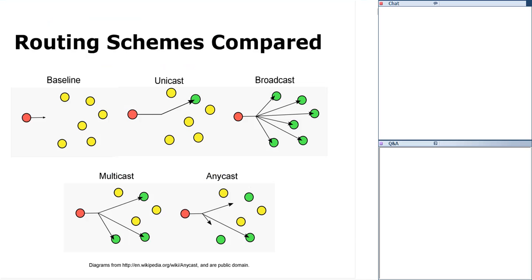So we're going to go through a quick overview of the routing schemes, or the types of traffic, that you normally come across on the internet. You have the client machine, the red dot on the left, and the cloud of machines, the yellow dots, throughout the network. The most common type of traffic is, of course, unicast, the one that we are used to when we browse the internet or send mail. Our machines connect to a remote machine and only to that one, and the exchange of traffic is between those two machines.